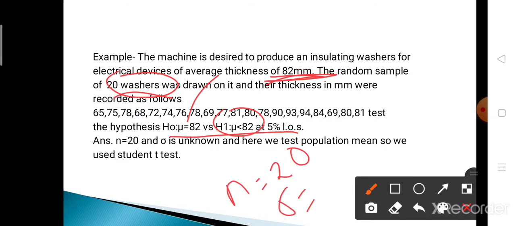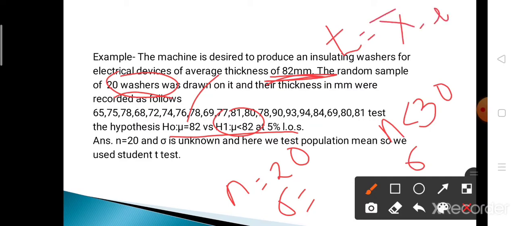We are not given the value of sigma. Okay, so here the n is less than 30 and sigma is unknown. That's why we use the student t-test here. What is the test statistic for the student t-test? It is x bar minus mu divided by s upon root n.